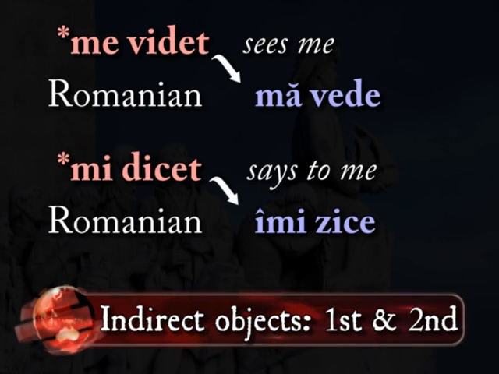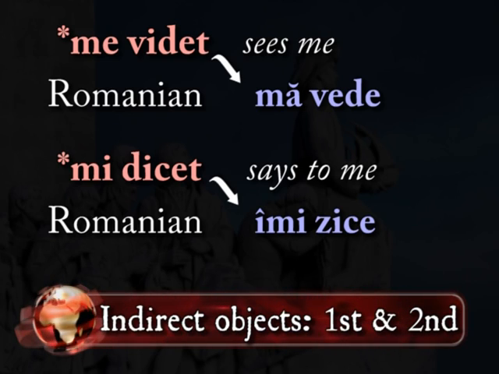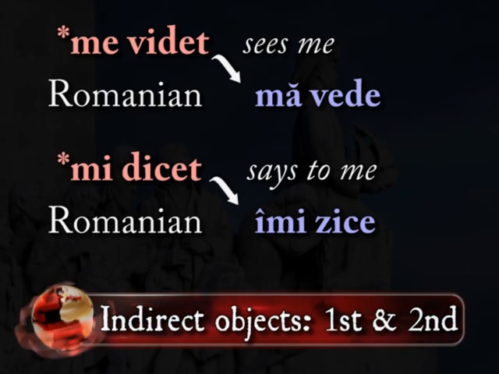Me videt, mă vede, with a direct object. Mi dicet, îmi zice, with an indirect object.